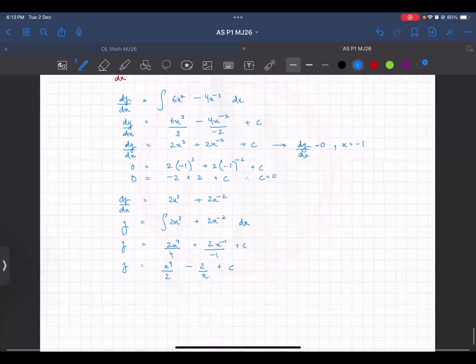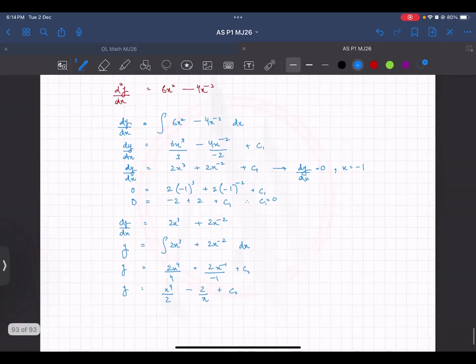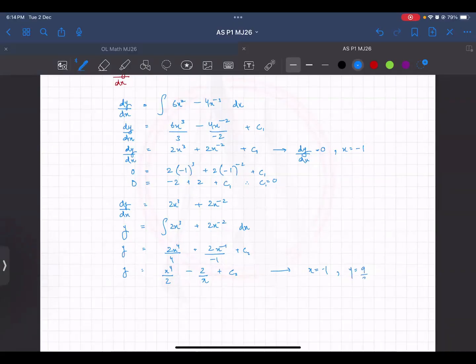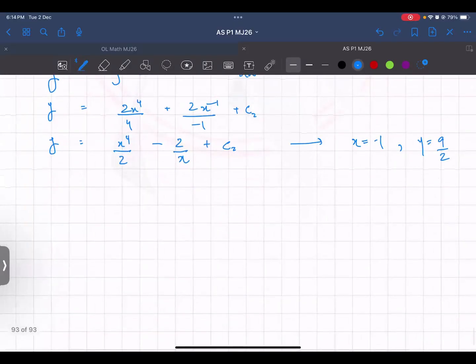Now to find the value of this c, let's suppose this is c1 and this is your c2. Whenever you integrate, your plus c would come in, so don't forget this. Now we know that the x value is minus 1 on this curve and the value of y is 9 upon 2. Now we can get the value of c2 as well. So 9 upon 2 is equal to minus 1 to the power 4 upon 2 minus 2 upon minus 1 plus c2. So 9 upon 2 equals 1 upon 2 plus 2 plus c2.